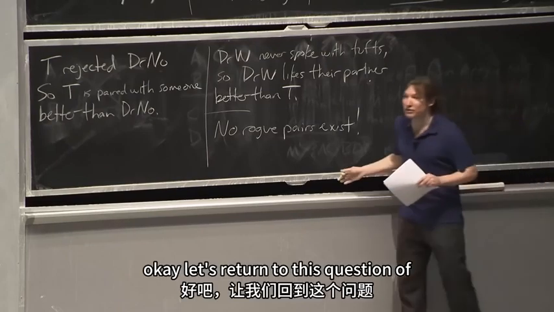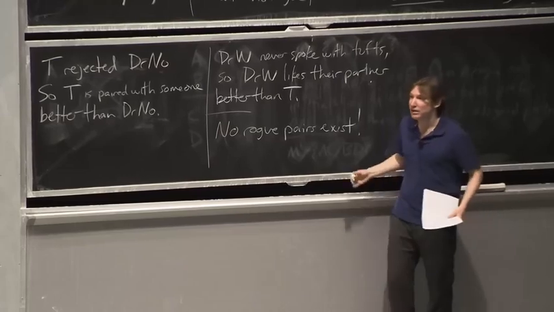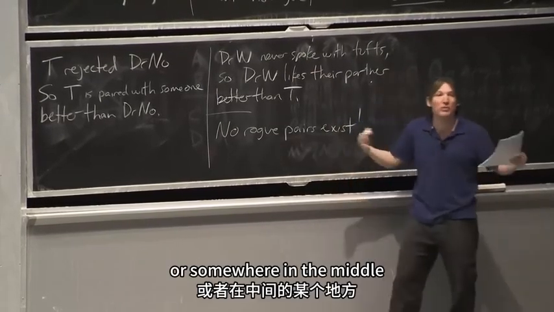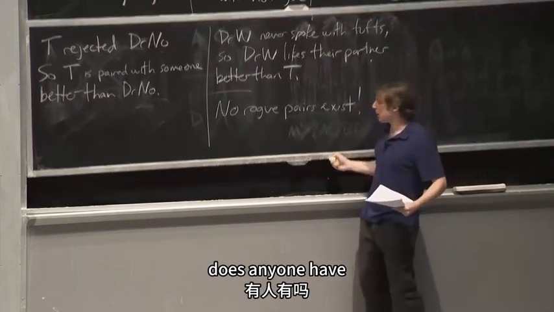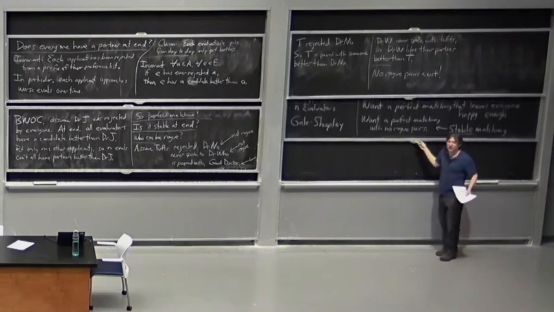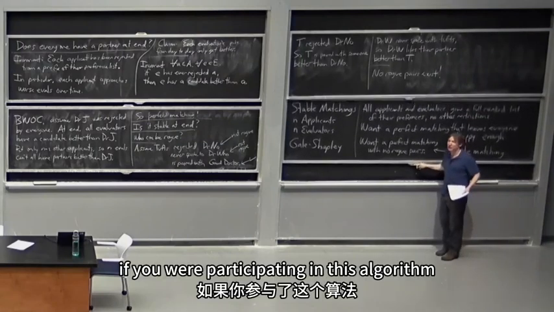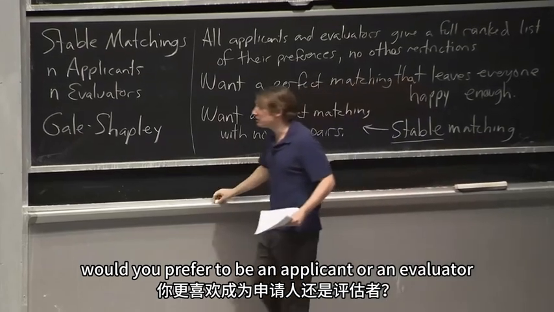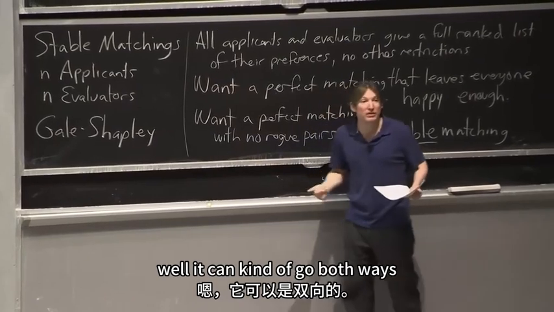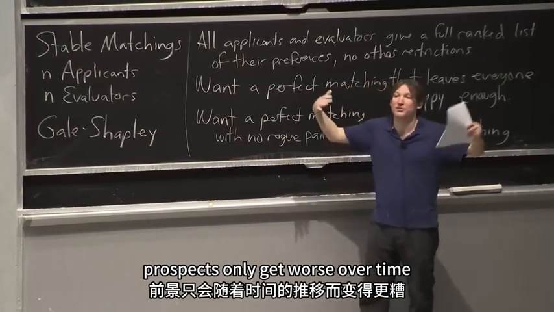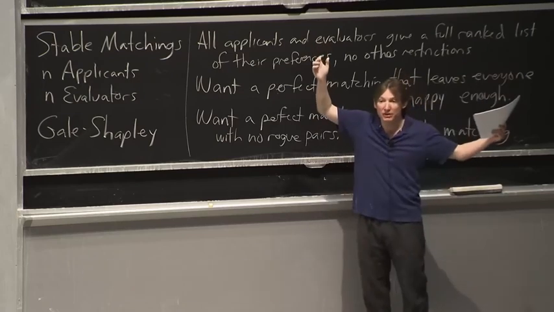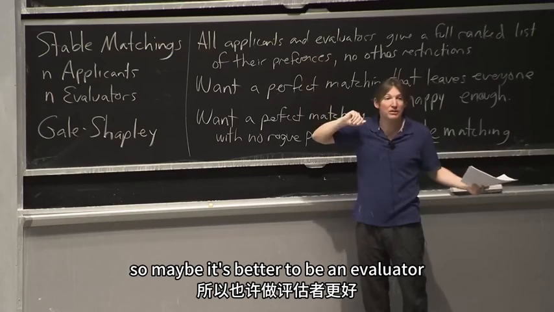Okay, let's return to this question of how good is this matching. Is this the one that makes everyone maximally happy or minimally happy or somewhere in the middle? Does anyone have an advantage? If you were participating in this algorithm, would you prefer to be an applicant or an evaluator? Well, it can kind of go both ways. We already said that applicants' prospects only get worse over time, and evaluators' prospects only get better over time. So maybe it's better to be an evaluator.